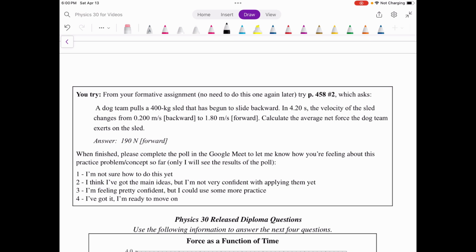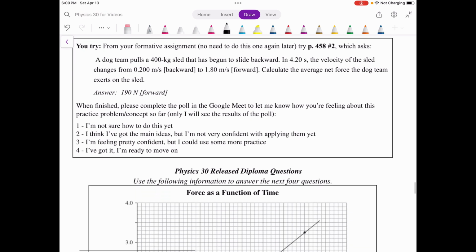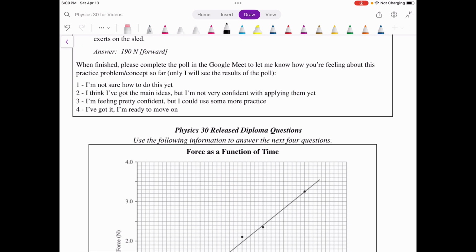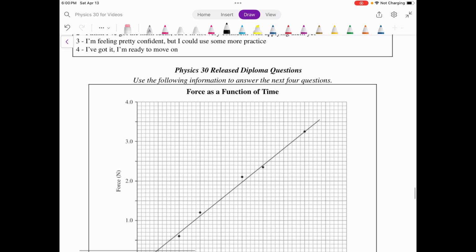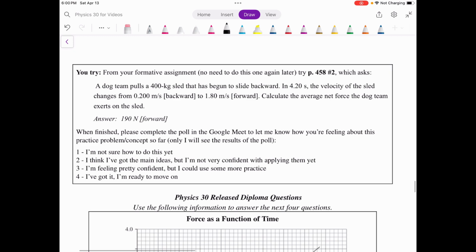Take a little break from my voice, and when you come back, we'll talk about graphical analysis with impulse and force-time graphs. We'll do that actually using a released diploma question as well. All right, so try that one out at least, and come on back when you're done.